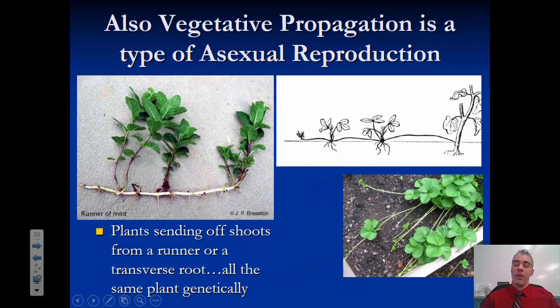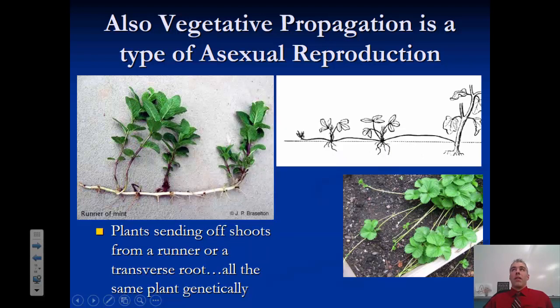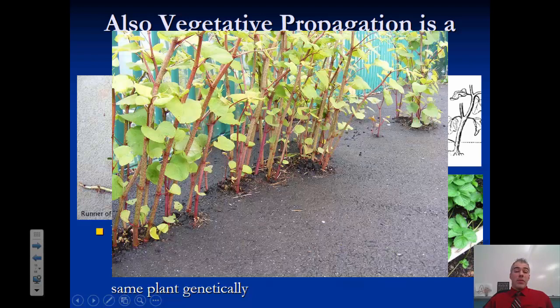And this exists and is very common throughout the animal kingdom. And we can see it in things like strawberries and even in Japanese knotweed, which is an invasive species that has come over from Japan that we have in this country now.